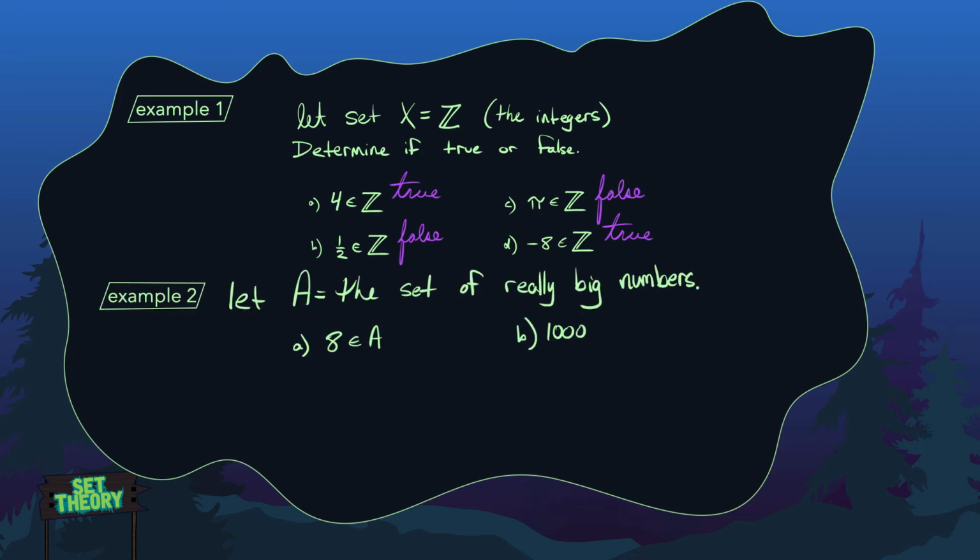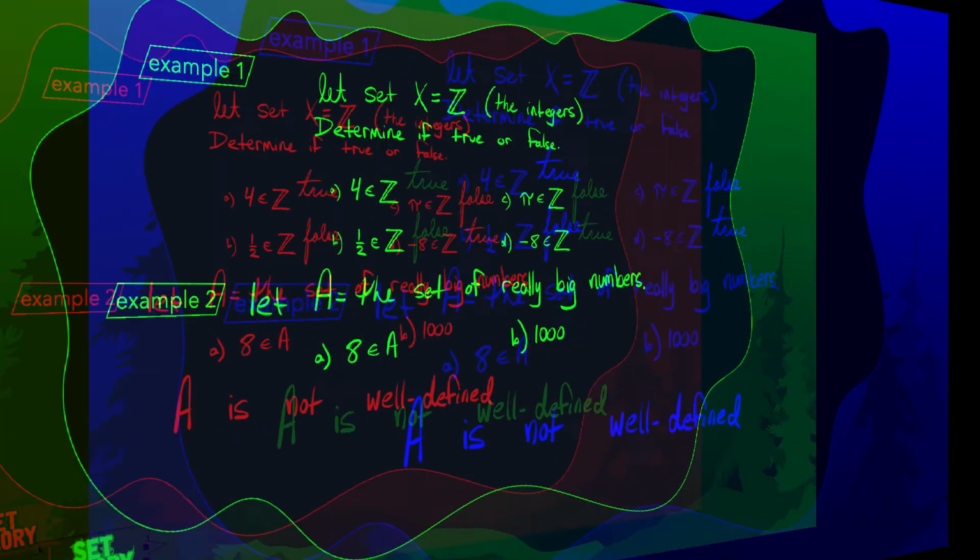So if set A is the set of really big numbers, we can't even really do anything here because A is not well defined. Who's to say really big is greater than 100 or maybe less than 1,000? We don't really have a clear definition for that.